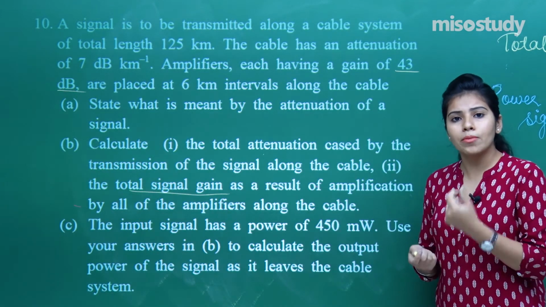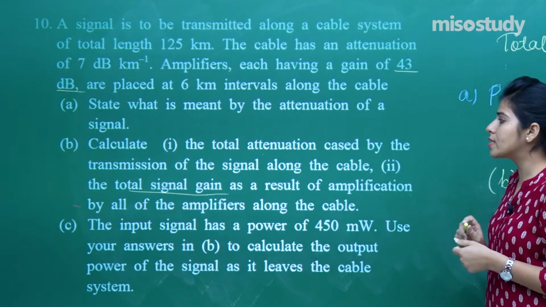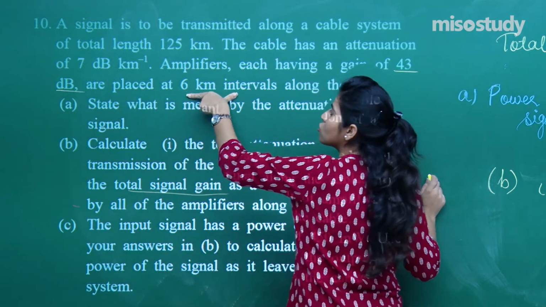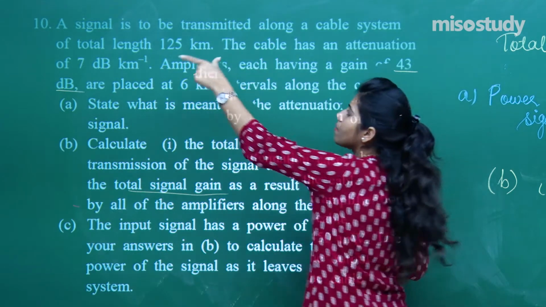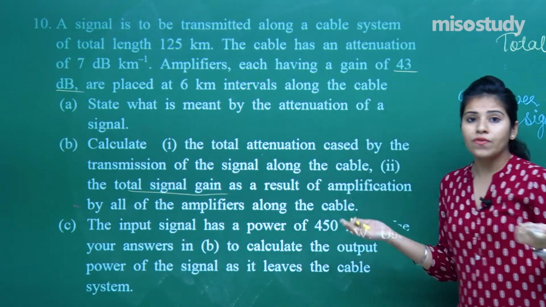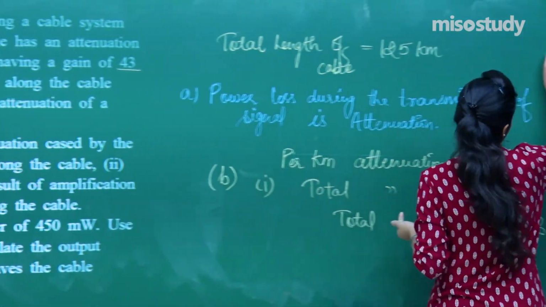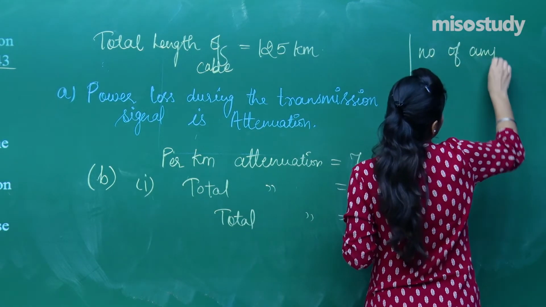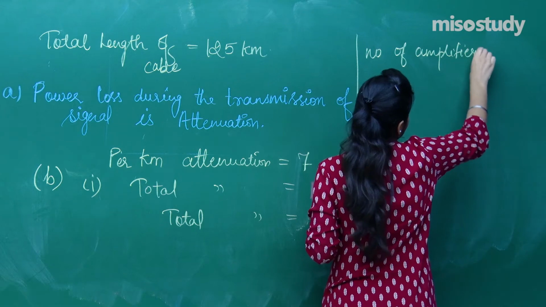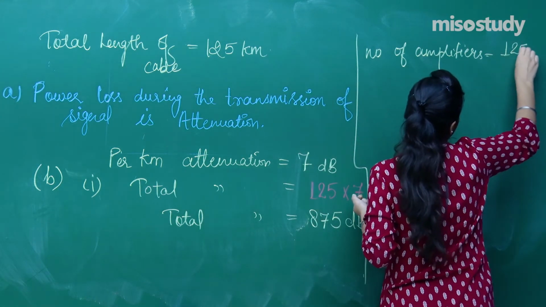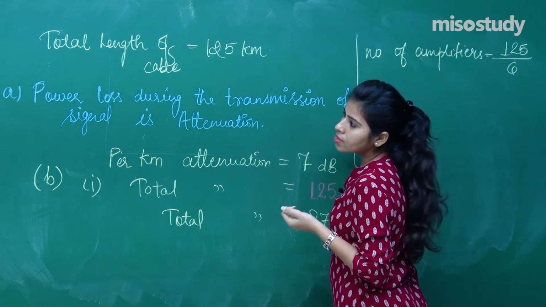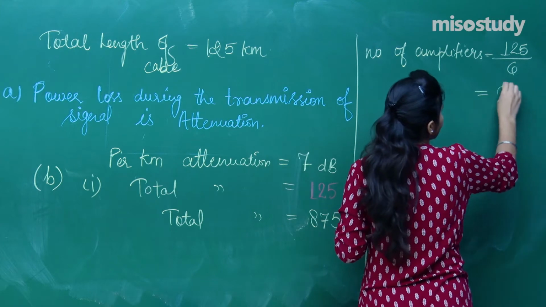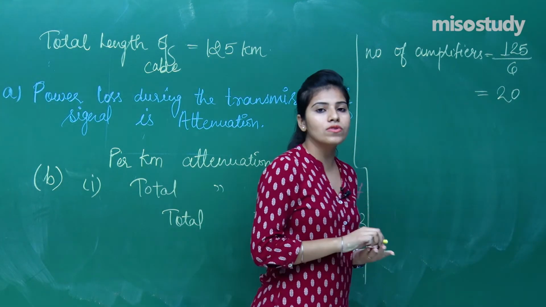To find out the number of amplifiers, we are going to do one thing. We have been given one more thing, they are placed at 6 kilometer intervals and the length of cable is 125 kilometer. So, the number of amplifiers will be equal to 125 kilometer per 6. At every 6 kilometer one amplifier is placed. So, it will come nearly 20 when you solve it.